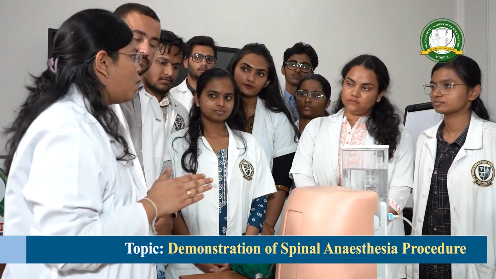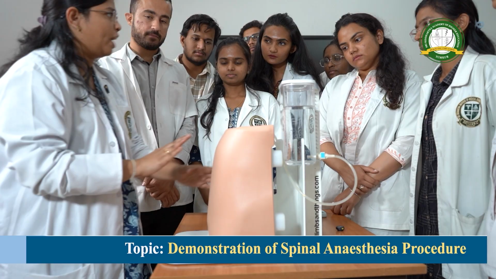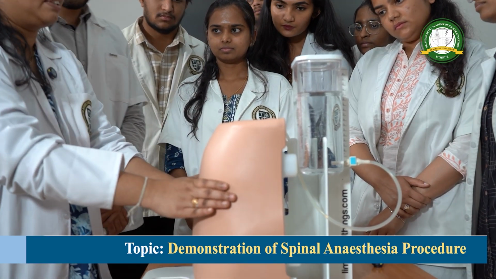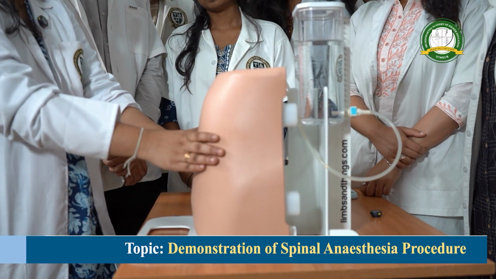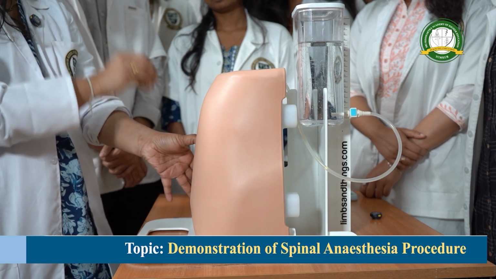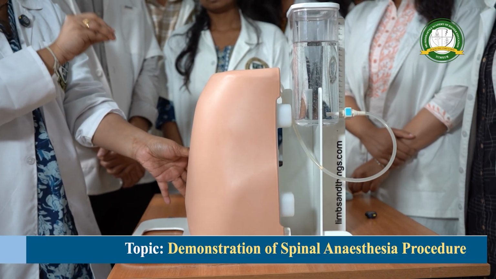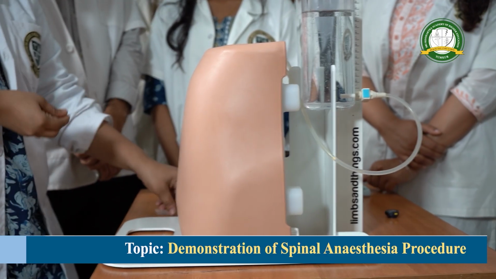Okay, let me show you how to identify the landmarks for giving spinal anesthesia. First, you have to identify the space. Palpate the highest point of the iliac crest, and the center will be the spine. The midpoint between these 2 lines, if you palpate any bone, that is the L4 bone. If you palpate the space, that is the L4, L5 space.